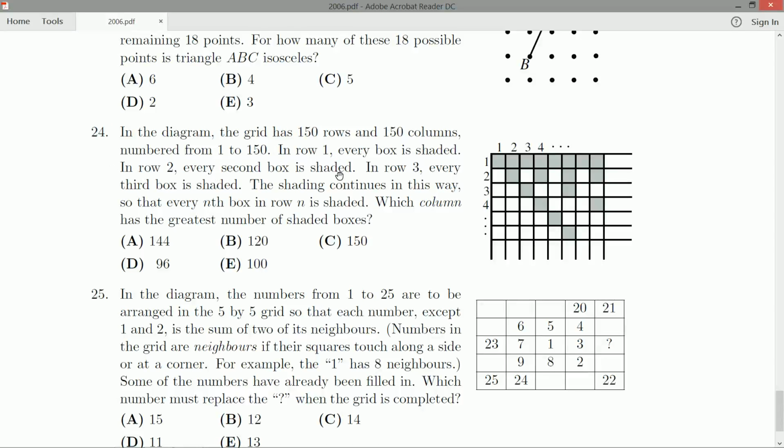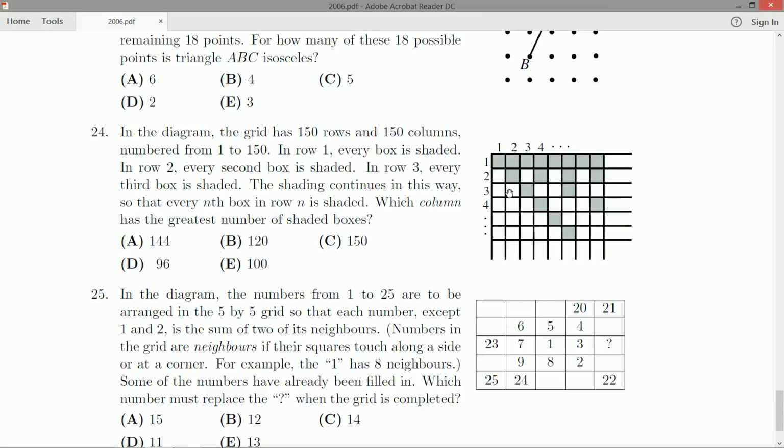In row 2, every second box is shaded, so it skips over the 1 and shades in 2. Skips over the 3, shades in 4. Skips over the 5, it would shade in 6, so all the even numbers are shaded. In row 3, every third box is shaded, so we skip over the 1 and the 2, shade the 3. Skip over the 4 and the 5, shade the 6. 7, 8, the 9. So every multiple of 3, and then every multiple of 4, then every multiple of 5 as we go along. Okay.